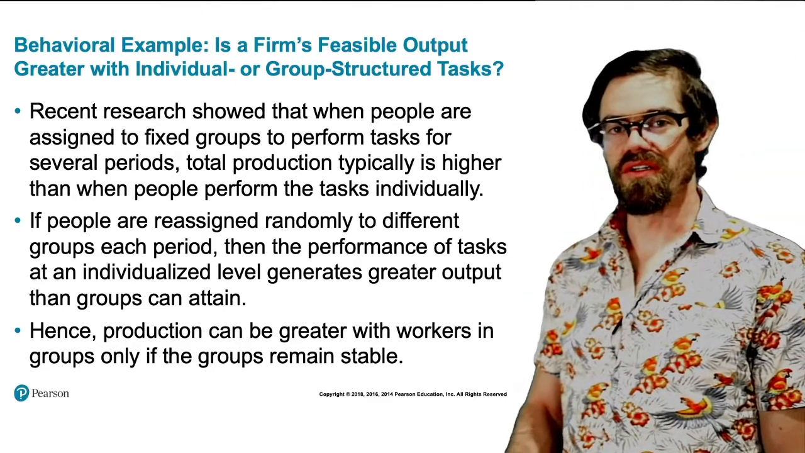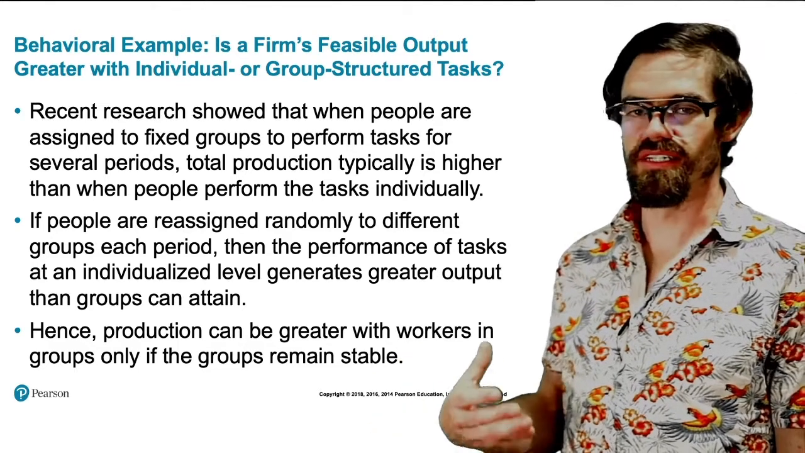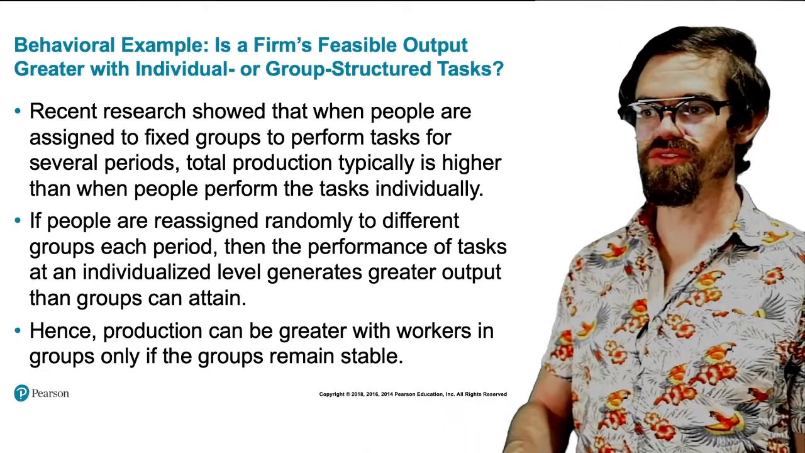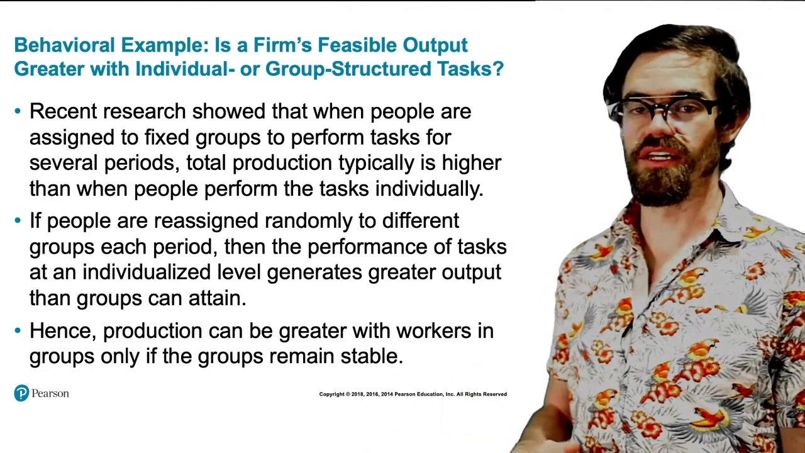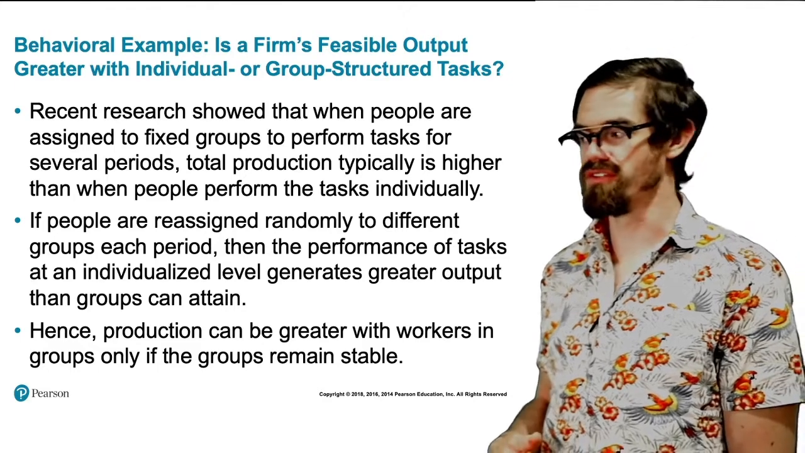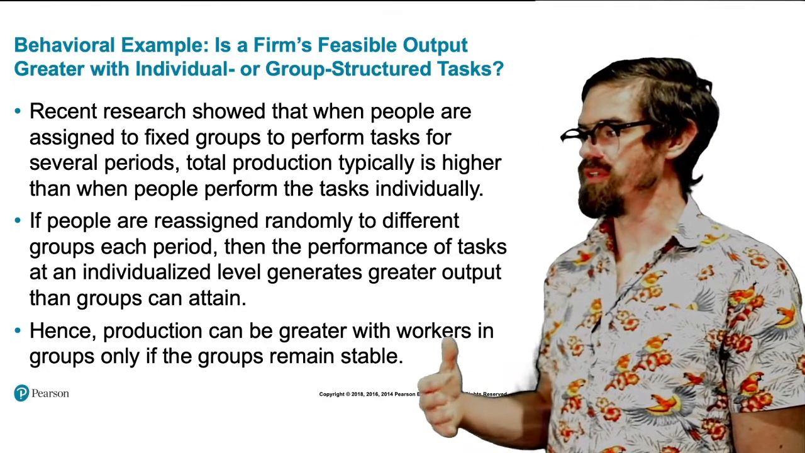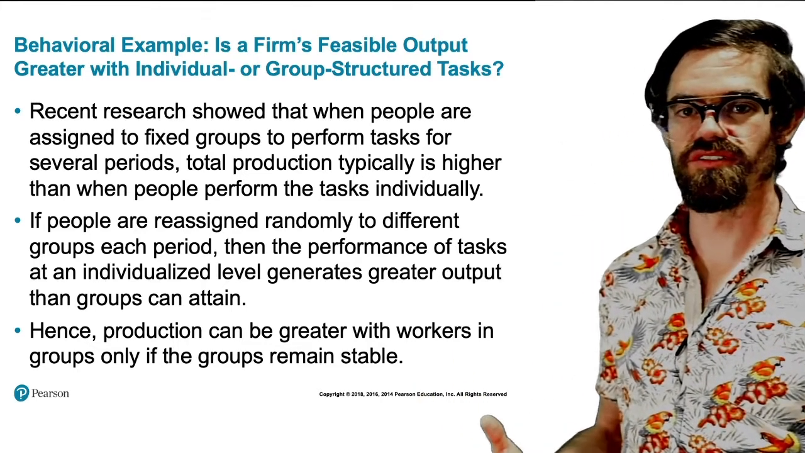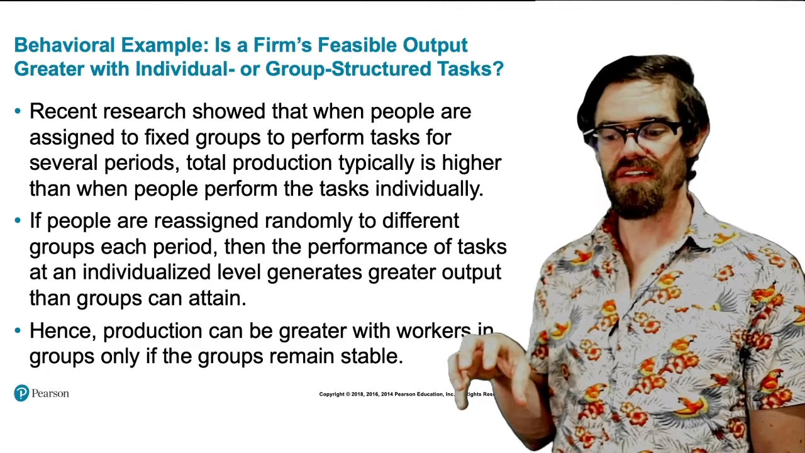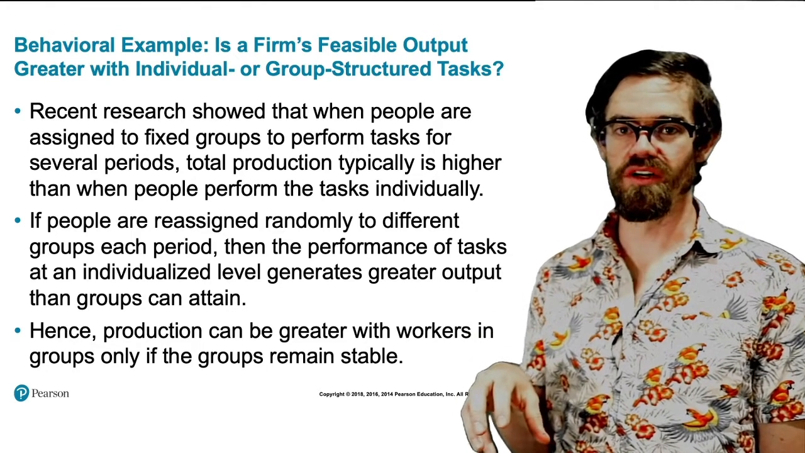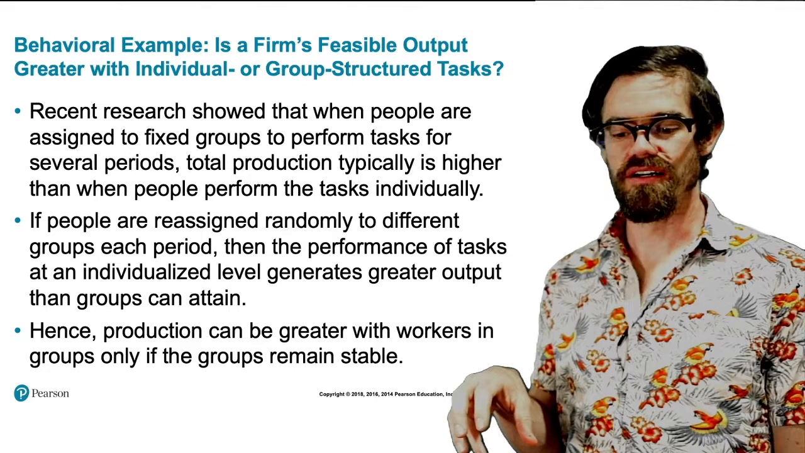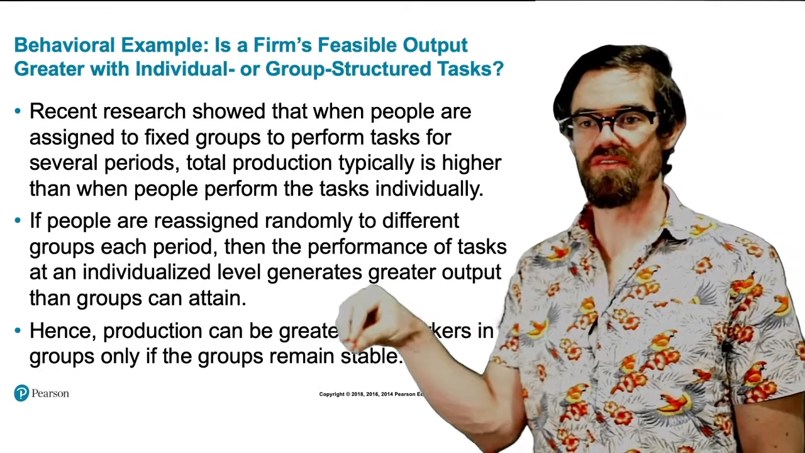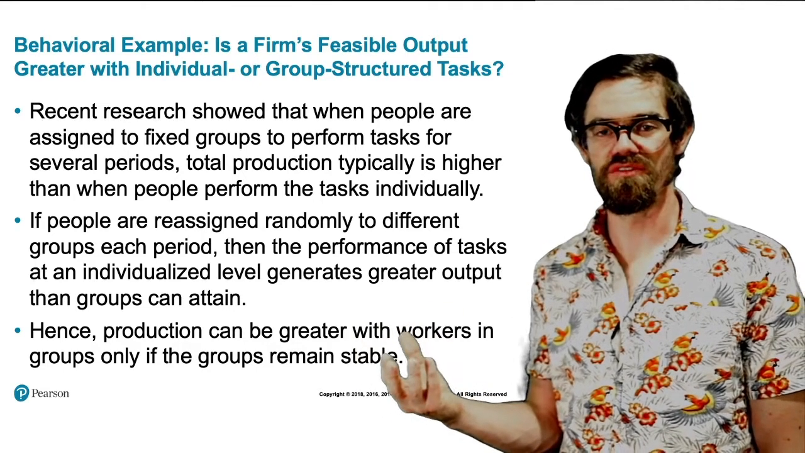However, if you assign people to random teams, so they're not on the same team for a repeated amount of time, they're changing teams randomly here and there, then the performance of tasks by an individual can actually generate greater output. So this is interesting. It's not just the fact that having teams makes people more productive, it's the fact that they are on stable teams that they work with for long periods of time, which should make sense intuitively.